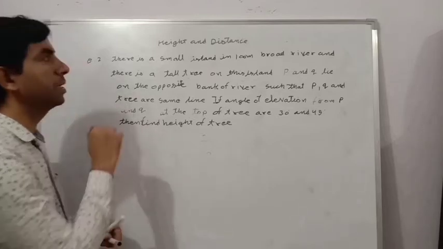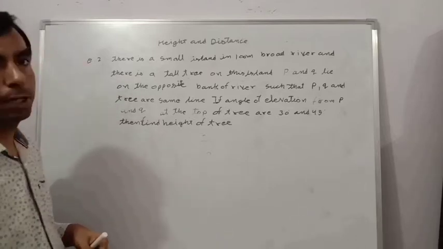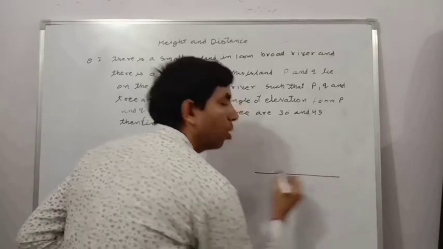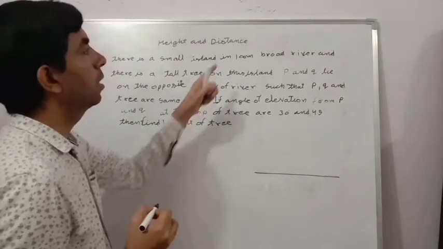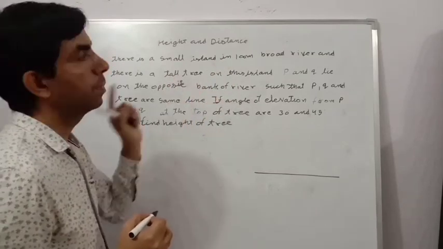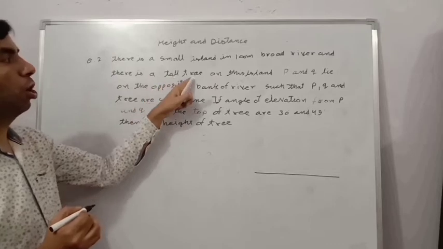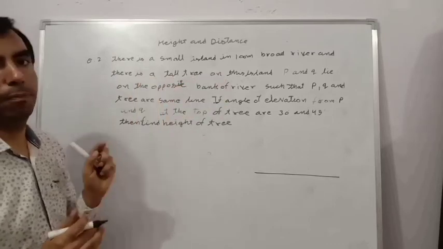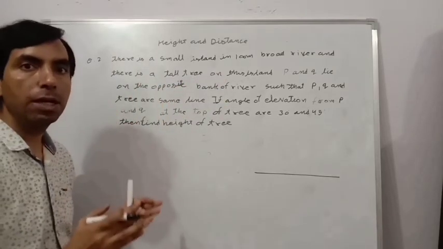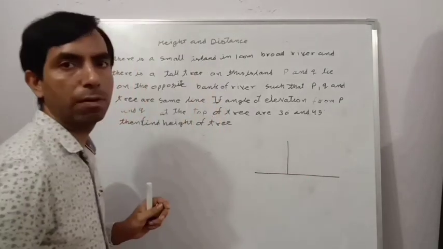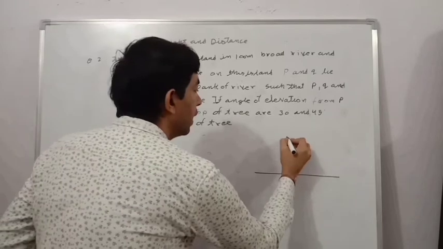Here we are given a small island in a 100 meter broad river. Means we have a river 100 meters broad with a small island in it. There is a tall tree on this island, anywhere in the river. We will take it as A.